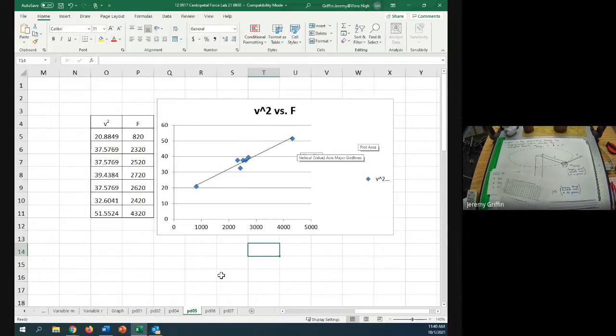V squared. What units does v squared have? That'd be meters squared per second squared. Sure would be, wouldn't it? What does that physically mean? Nothing that I know of. It's kind of an abstract idea. But mathematically, it reveals the relationship between v and f. So see, it verifies that the relationship between v and f was a square root relationship.